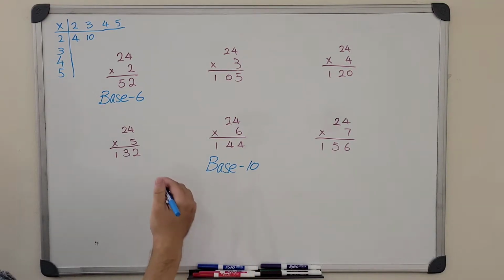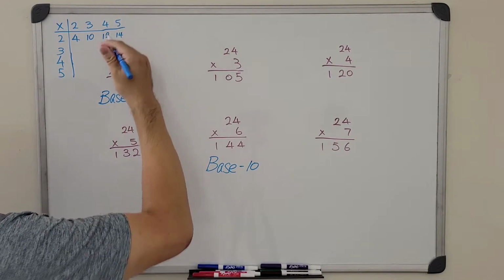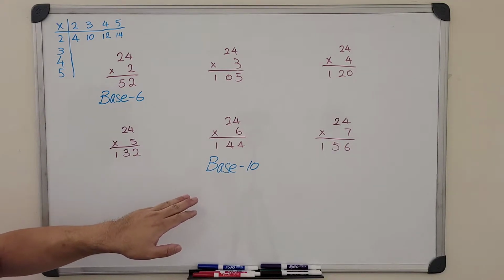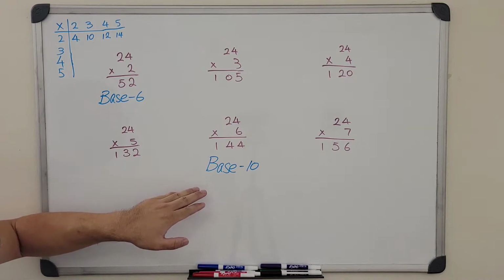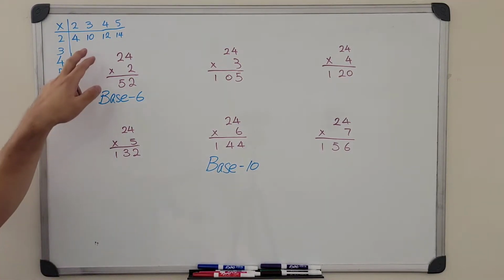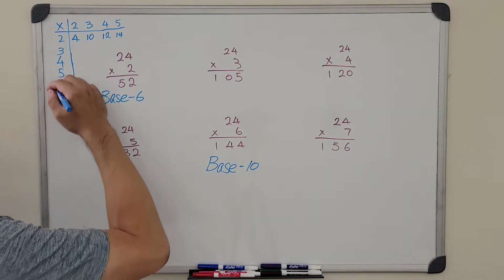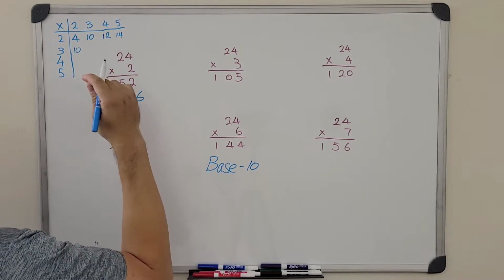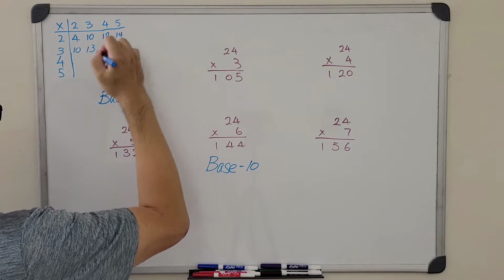Then we move on and get 1, 2, and 1, 4. Again, these are not the regular representations that we usually have. So do not read it as 10, 12, or 14. Those are not representing 10, 12, or 14. If we continue our multiplication table, we'll get something like this: 2, 0, 2, 3, and so on and so forth.